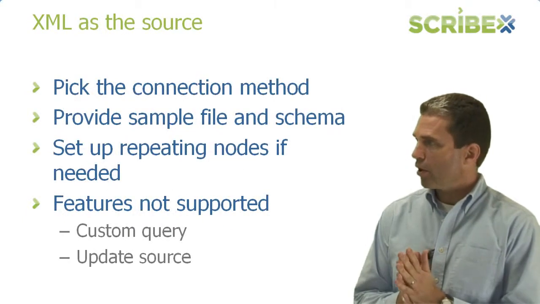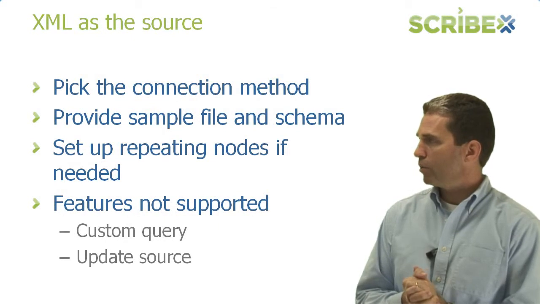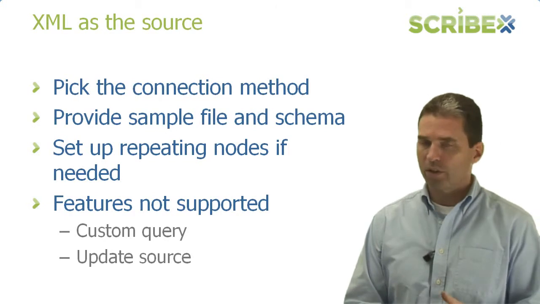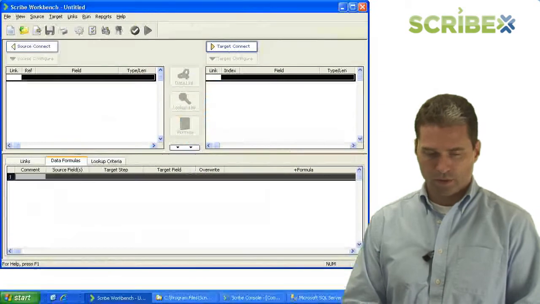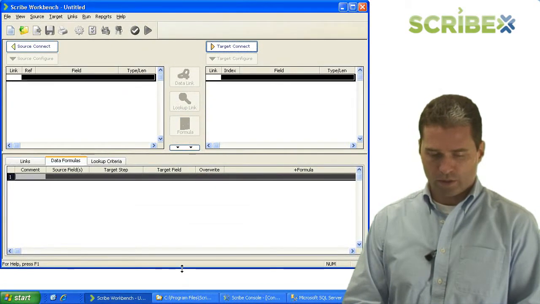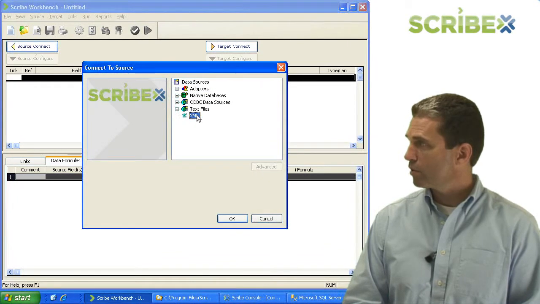So let's start off with connecting to XML as the source. I'll take you through a little bit of demonstration of setting that up and also setting up repeating nodes, and then point out some of the feature differences that are there with XML. So let's get started in the workbench, and I'll connect to XML as the source.